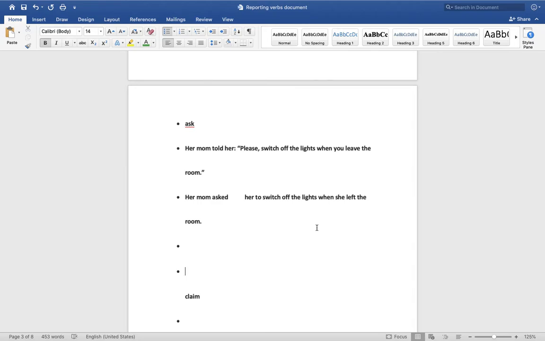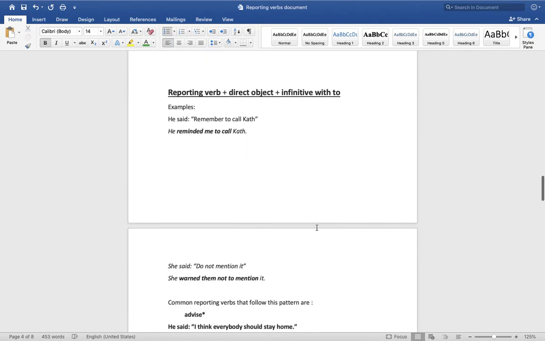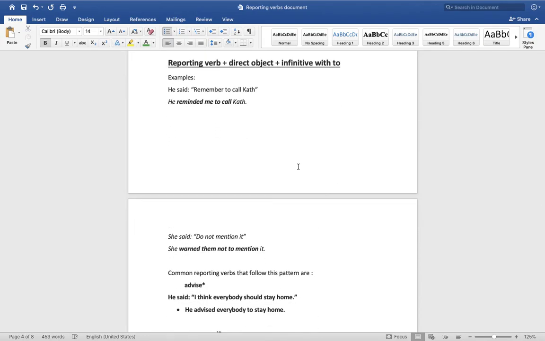Okay, good. Enough with this first category. I'm scrolling down to the next group, which is reporting verb plus direct object plus infinitive with to. So just remember, direct object is el complemento directo, ¿vale? So what you have to review at this point is those object pronouns, ¿vale? Esto no es contenido de bachillerato, si alguien necesita ayuda con ello que me escriba a mí personalmente al correo, yo lo repaso ahora rápidamente, ¿vale?